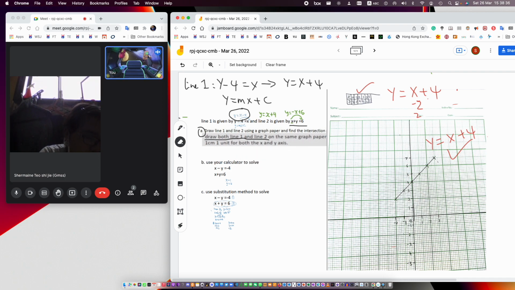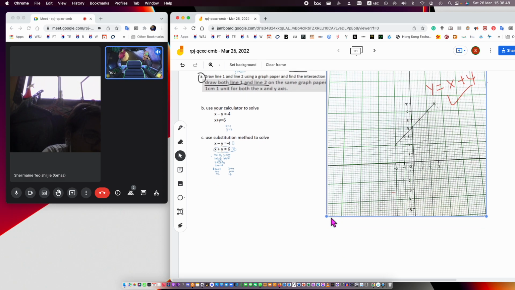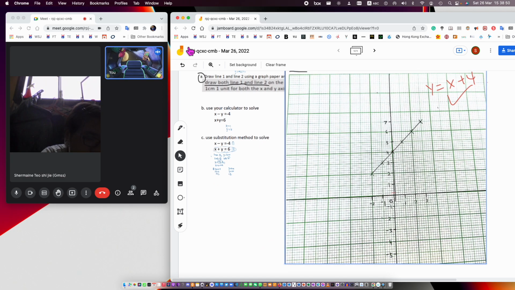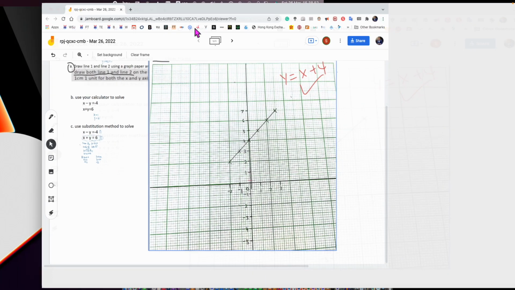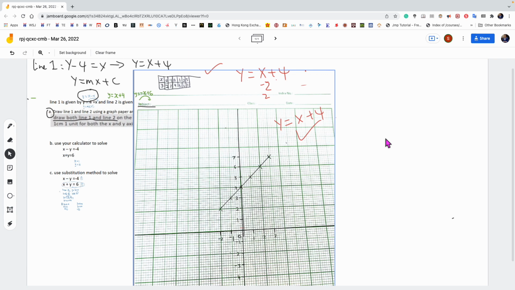So, can you do line 2 right now on the Jamboard? Yeah, I'm just calculating the table first. Can you write the table on the graph paper? Now I already uploaded the graph paper for you. No, what I'm saying is, can you write the table on the Jamboard as well? Because your graph paper is all here already.